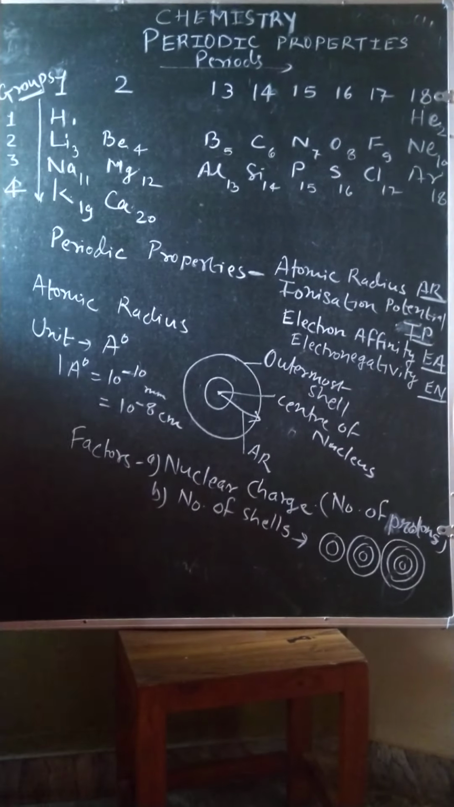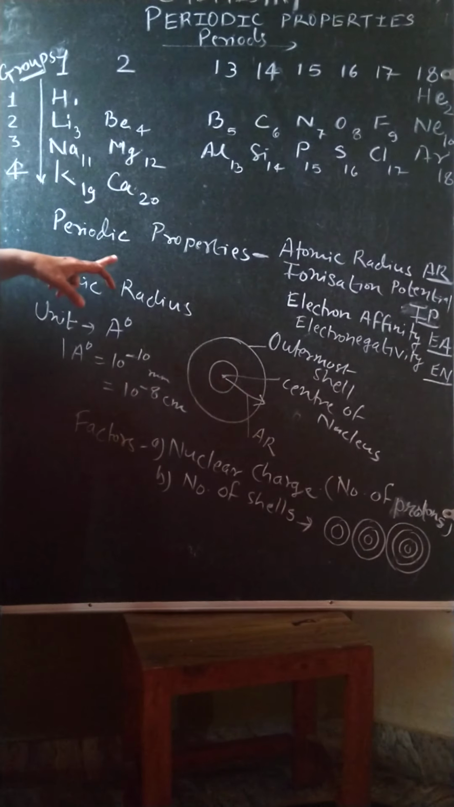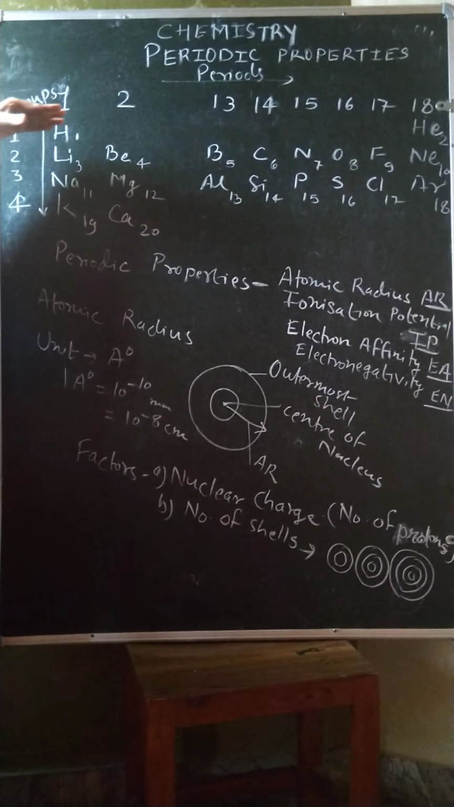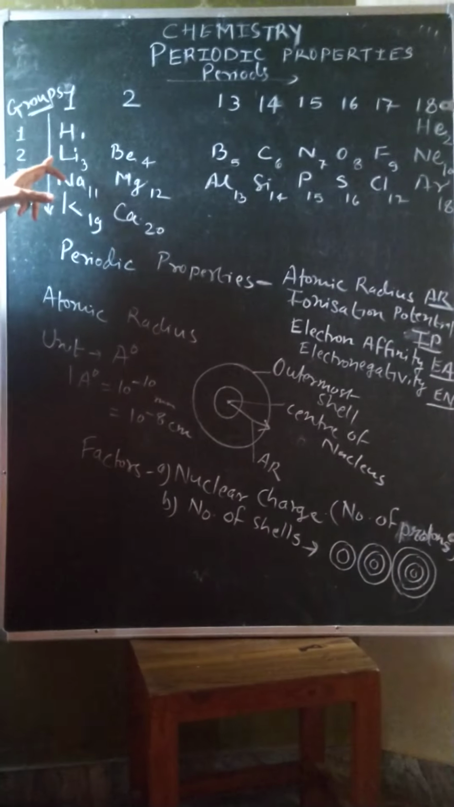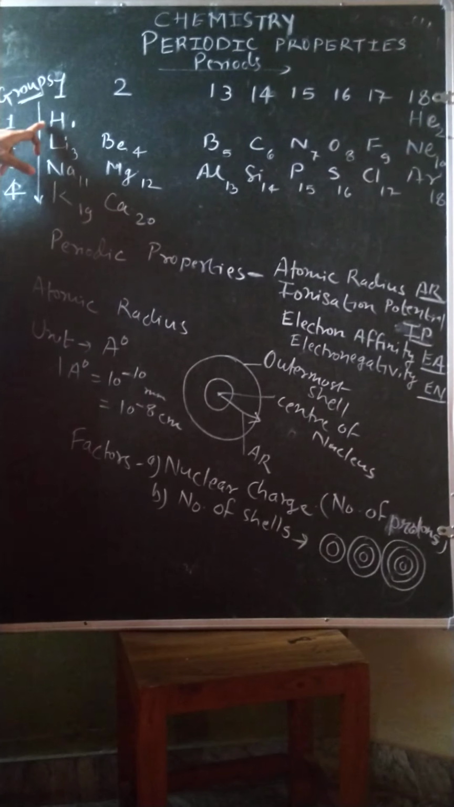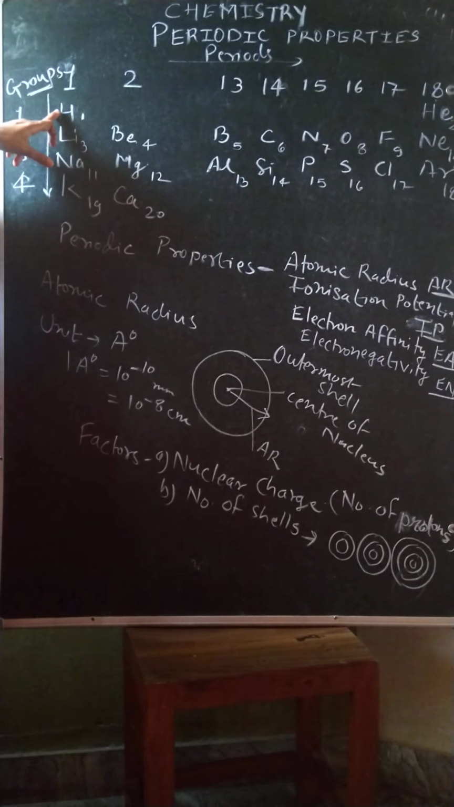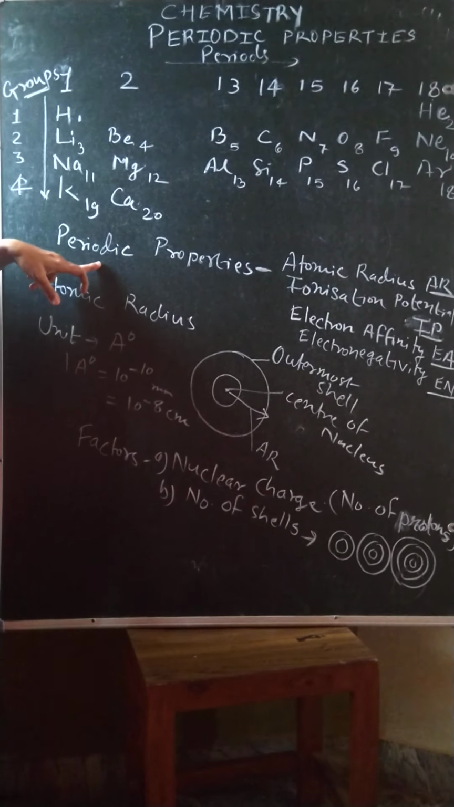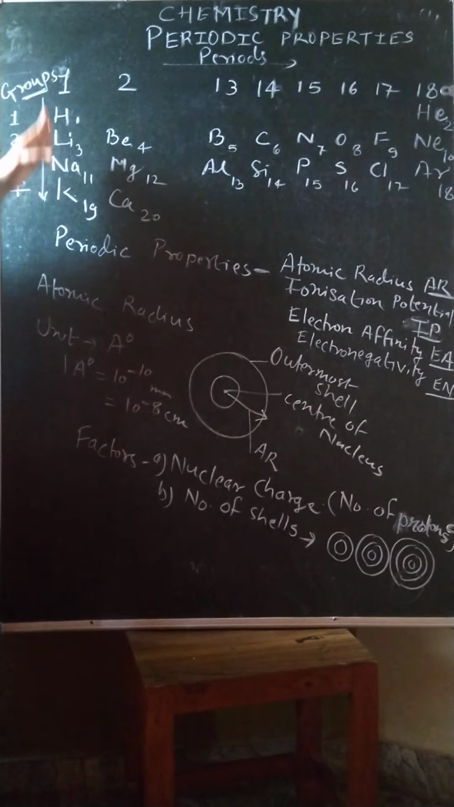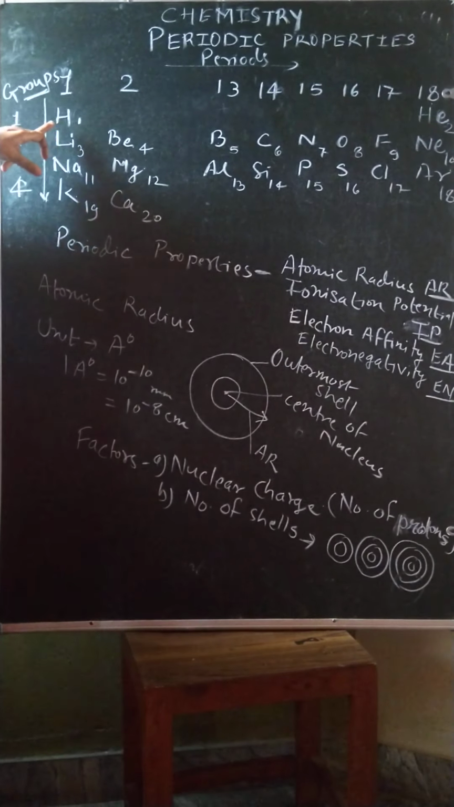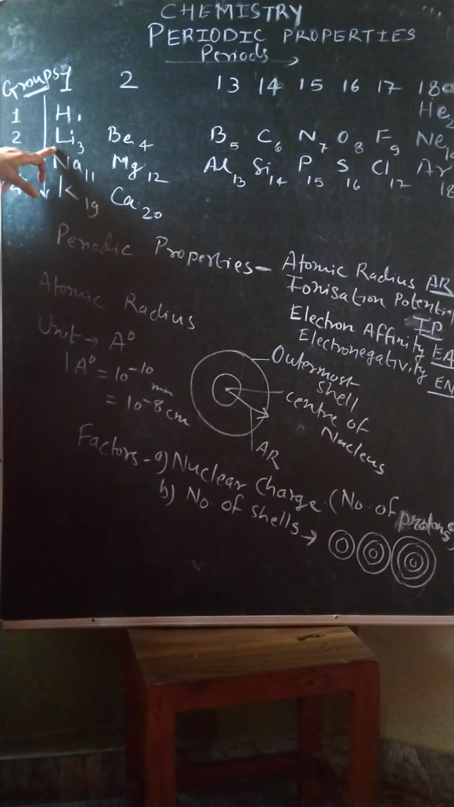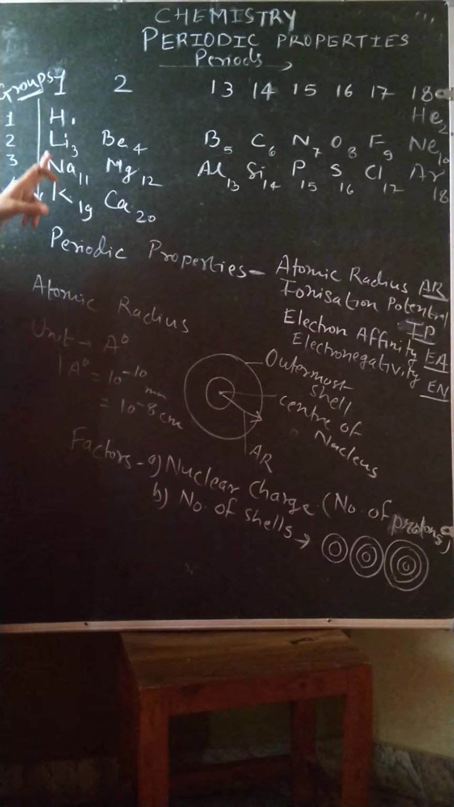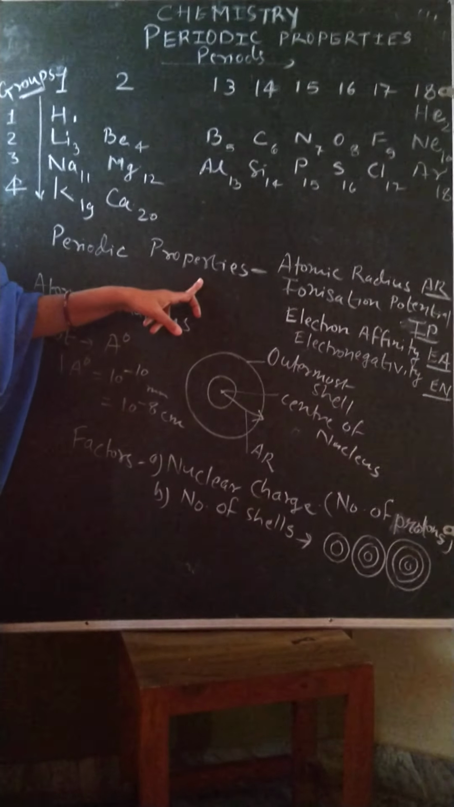Now, in this chapter, the first thing is periodic properties. So, what are periodic properties? When we move across a period, after a certain regular interval, elements show similar properties. Like lithium shows similar properties with hydrogen and sodium shows similar properties with lithium. This is called periodic properties. Suppose we start from hydrogen, then we come to lithium. Suppose we start from lithium, then we come to sodium. So these elements show similar properties. These properties are called periodic properties.